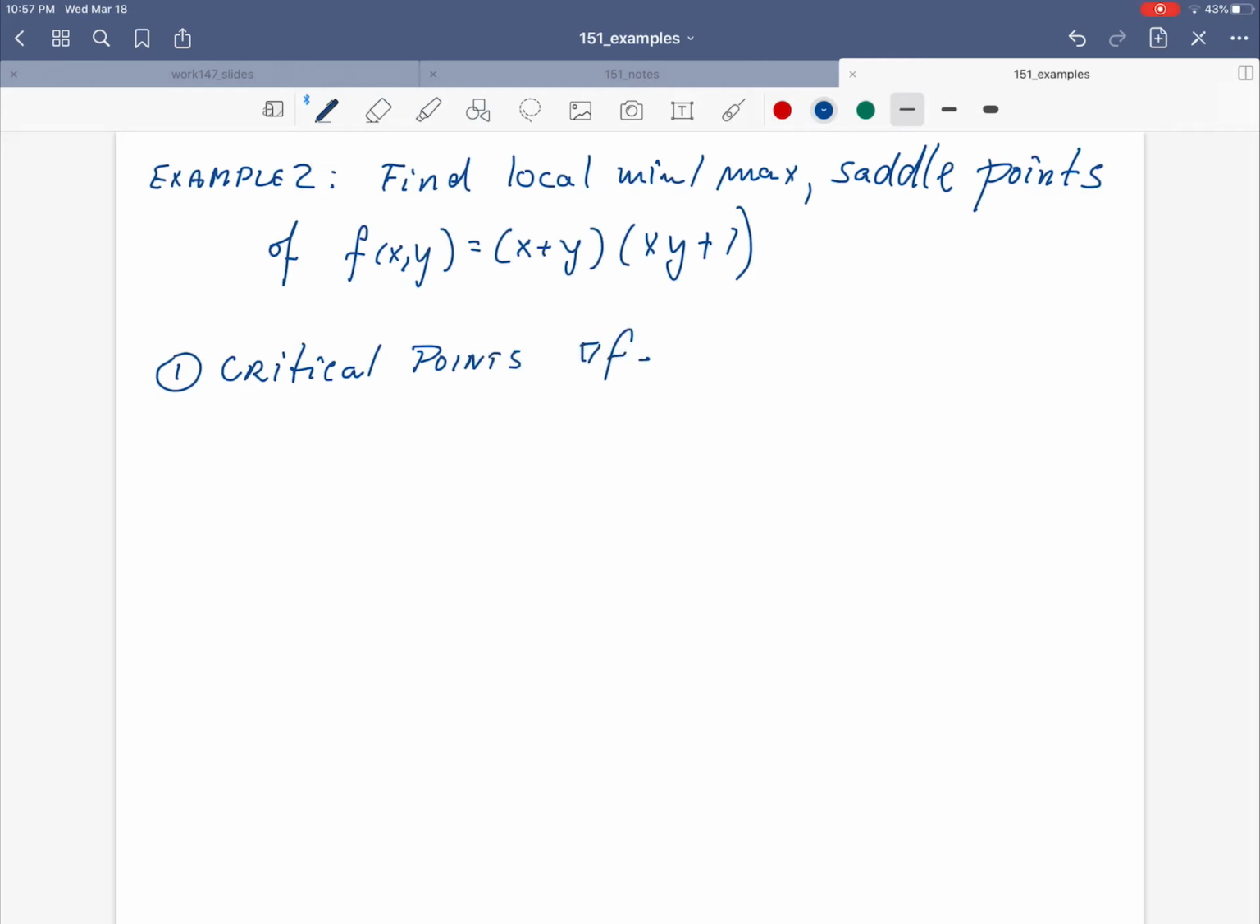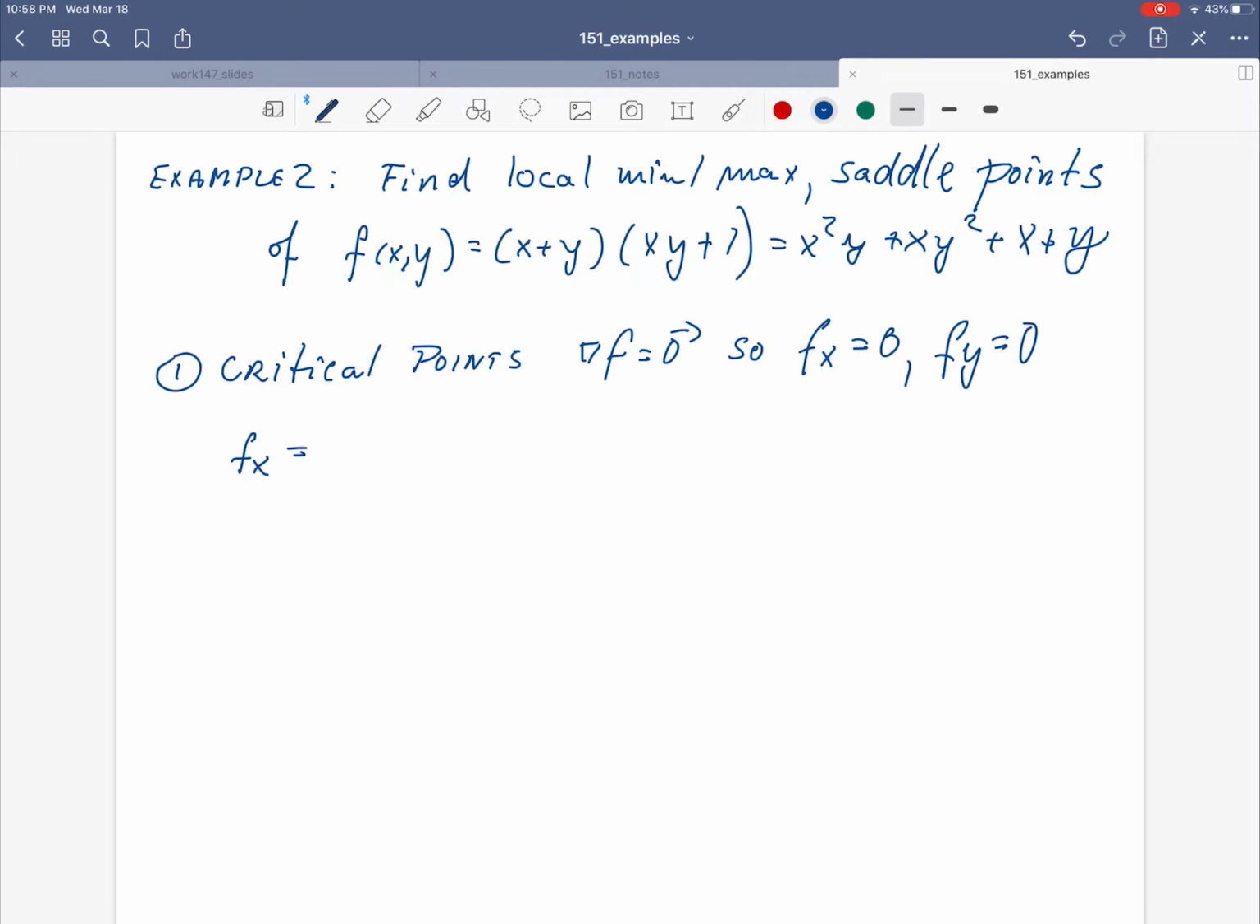That means looking into where the gradient is 0, which, as I explained in the first example, is equivalent to solving the system where the two first order partial derivatives are 0. We can take the first order partial derivatives from the function as it is, but it's a product, so we would need to use a product rule. If I distribute the formula for the function, x plus y times xy plus 1, I get x squared y plus xy squared plus x plus y, and I can take the derivative in a much simpler way.